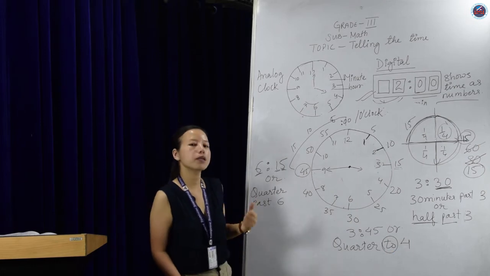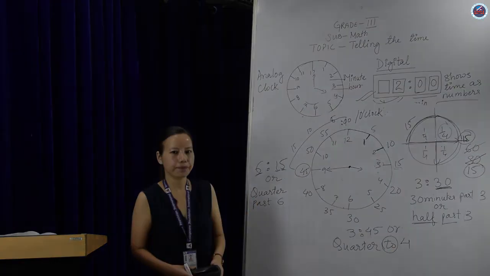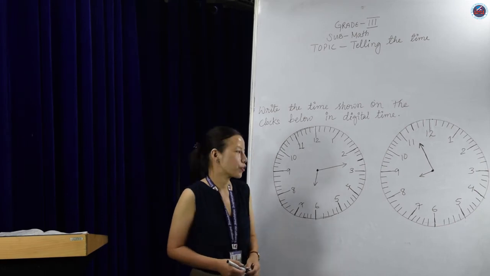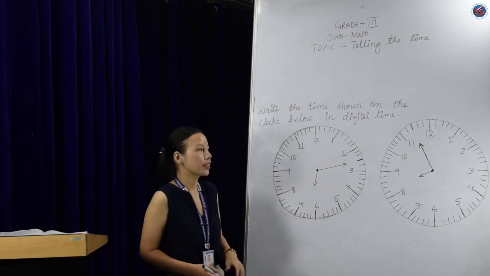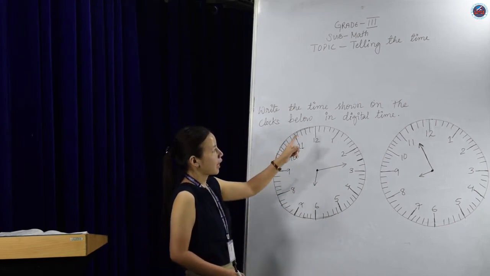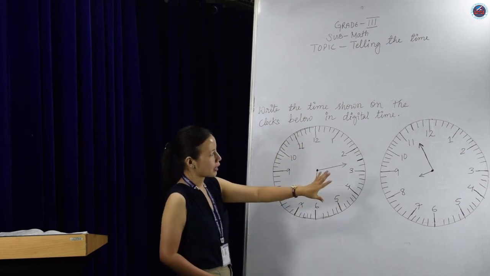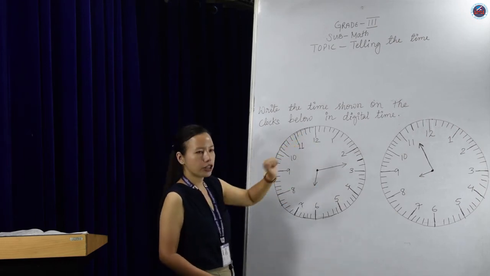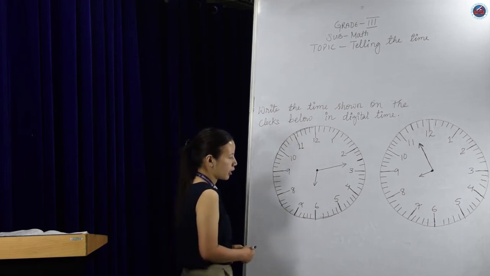Now, let's do some more questions on this time. Alright, now let's go to the next question. Here, this next question says, write the time shown on the clock. Now, this is the time shown on the clock. We're going to write it in digital time. So, how do we write in digital time?